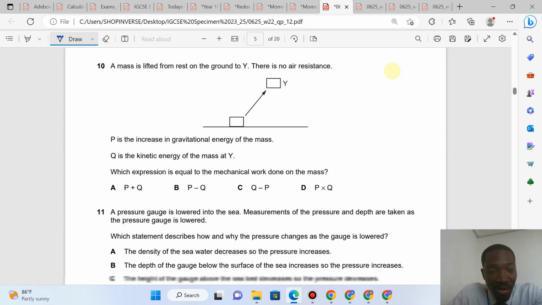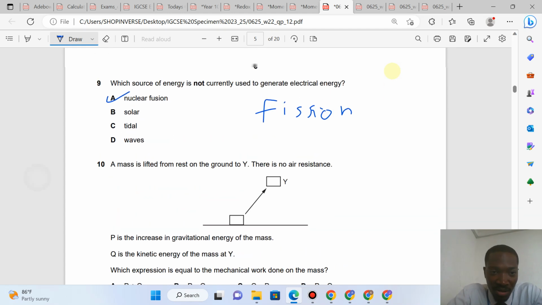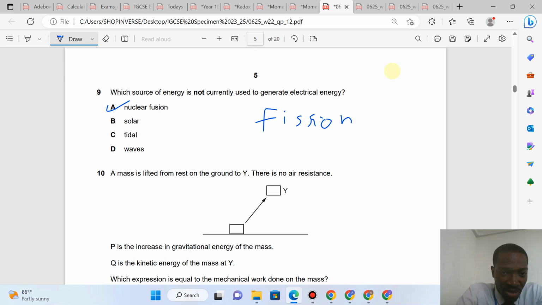You know very well that all these other ones are used to generate electricity: nuclear energy, solar energy, and wave energy from waves in water. Tidal energy is energy that is due to the tide.